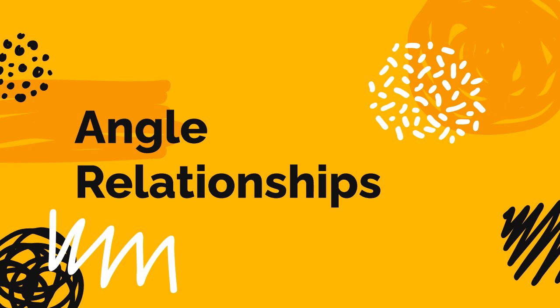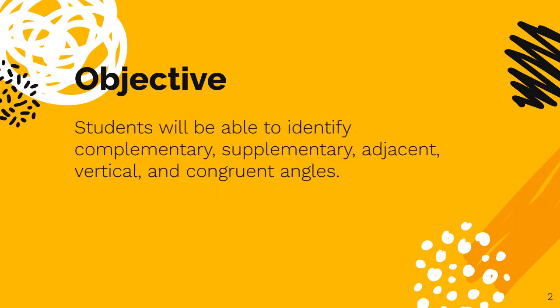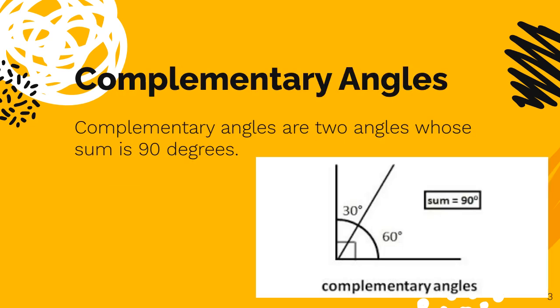Today we will be talking about angle relationships. Today's objective is students will be able to identify complementary, supplementary, adjacent, vertical, and congruent angles. You should remember part of this from 6th and 7th grade, but we will go over what each of those mean. So first we start with complementary angles.